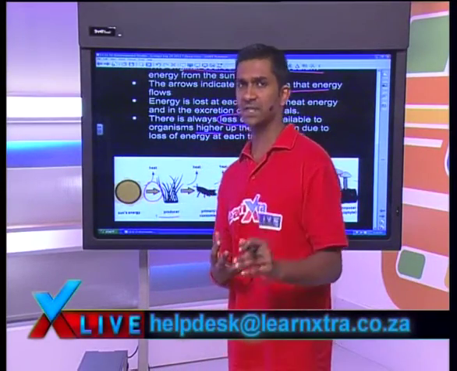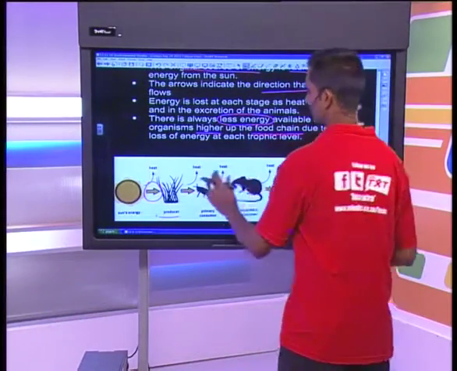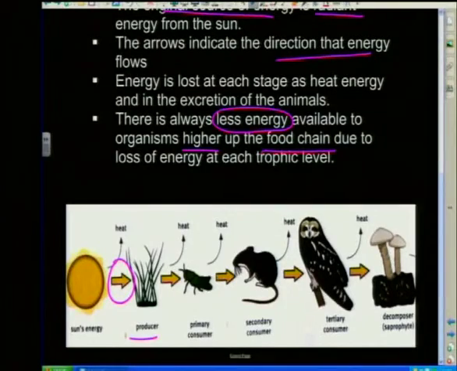And hence we say that when energy is passed on from one trophic level to the next, the amount of energy available always decreases, because lots of that energy is given off as heat as well as during excretion. So we say that there's always less energy available to organisms high up the food chain due to the loss of energy at each trophic level. So the initial amount of energy that is available to producers would substantially decrease as we move further up a food chain.